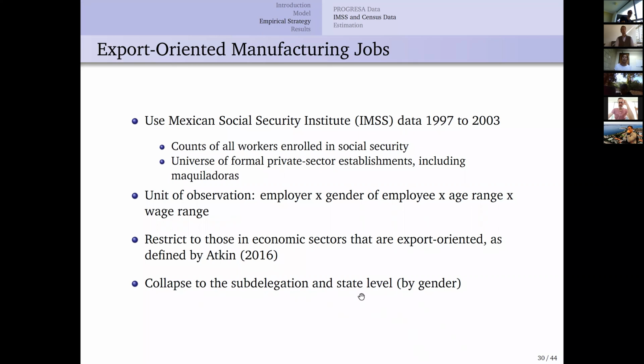And actually, I'm not going to show you any state level results here. So it's just going to all be at the subdelegation level by gender. So we're going to have for each subdelegation the number of export jobs for a particular gender in a particular year. And we're going to divide that by the working age population that I mentioned earlier, just to normalize things.